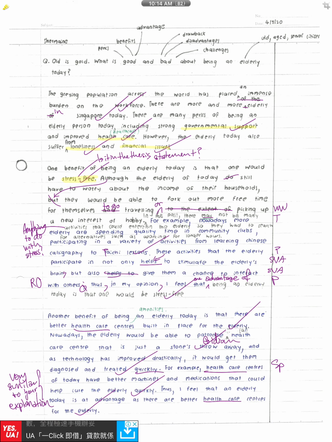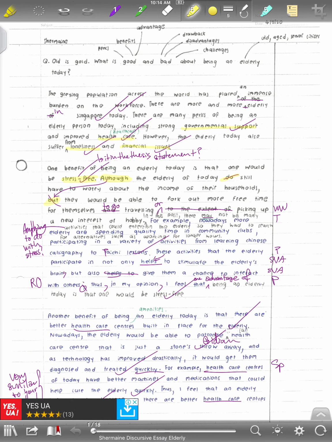Other than that, the basic grammar is fine. Let's take a look. "Still" and "do already" both mean the same, so it's a repetition. I'll just cancel one word here. Although, this one you have to take note: when we start the sentence with "although", we don't need "but", because they mean the same thing. It's a repetition again. Then, "to fork out more free time for themselves to go traveling or to pick up", so this is a parallel error.